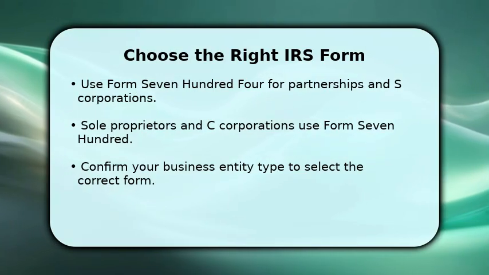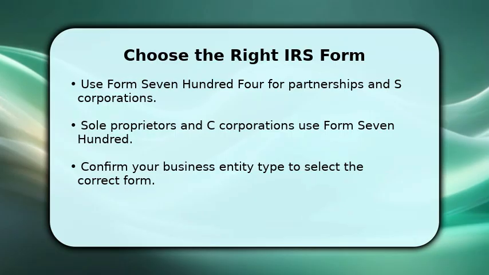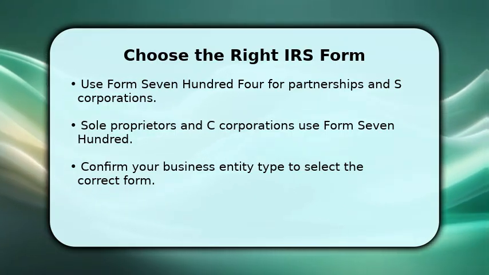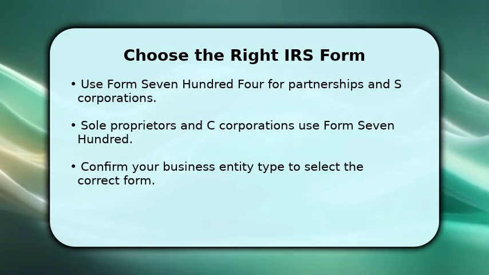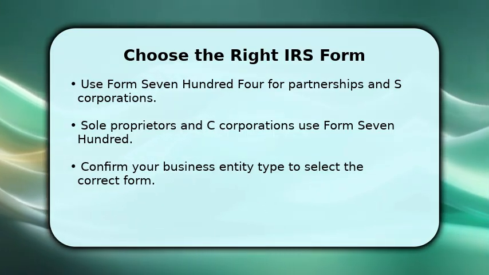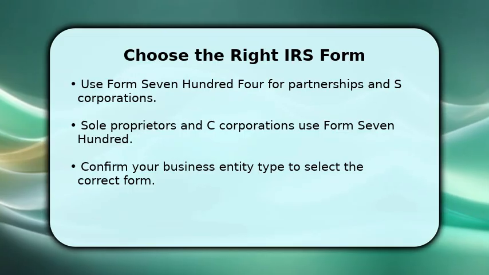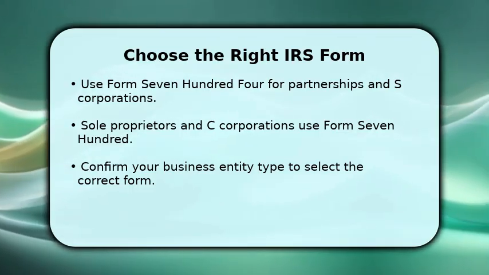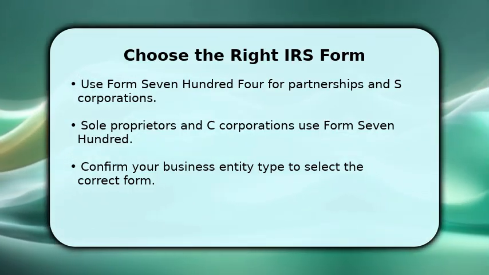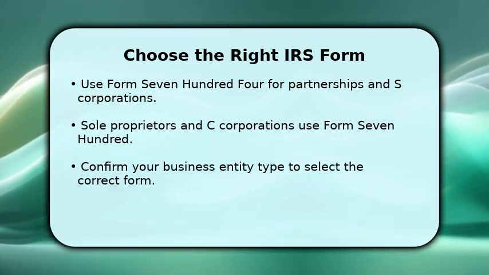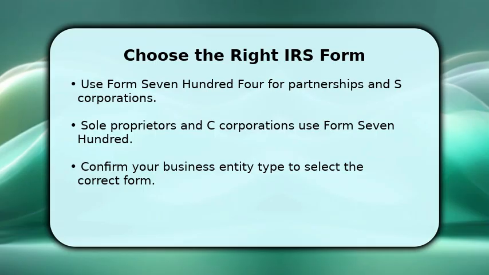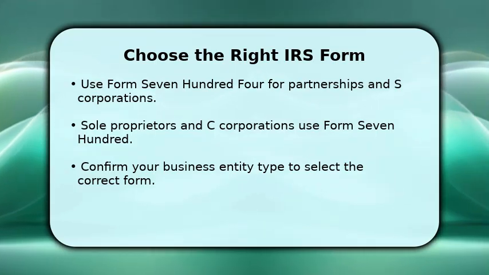Selecting the correct IRS form is the first crucial step for your business tax extension. If your business is structured as a partnership or an S corporation, you will need to file Form 704. For sole proprietors and C corporations, the appropriate form is Form 700. Double-checking your business entity type ensures you submit the right paperwork, preventing delays and potential issues with your extension request.